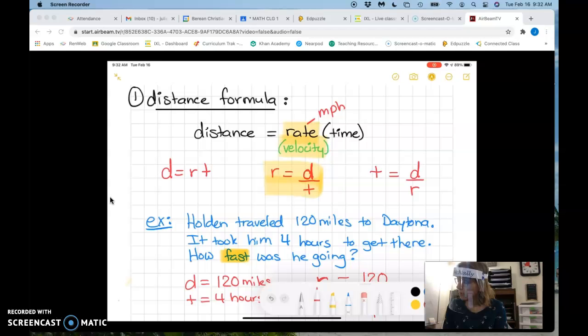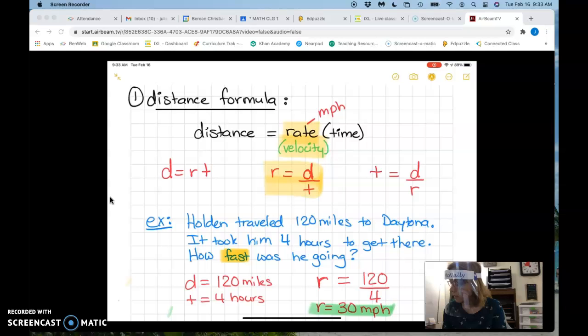Wow, Holden, you drive really slow. I think you would drive a little bit faster than that. Wow, yeah. I don't want to ride with Holden.